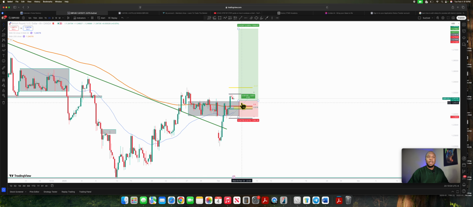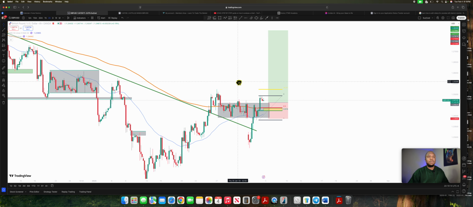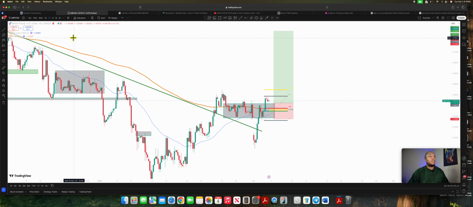So I'll keep updating you guys, and this strategy, this concept is very easy. You don't need to read too many candles. You just have to execute it, watch out how it plays out, and just be patient.